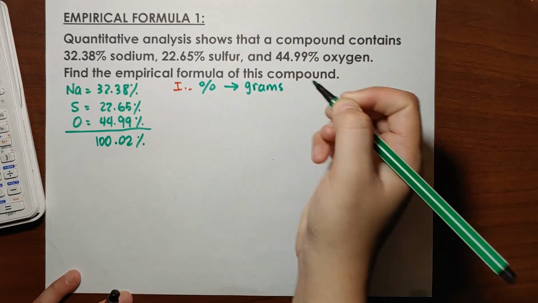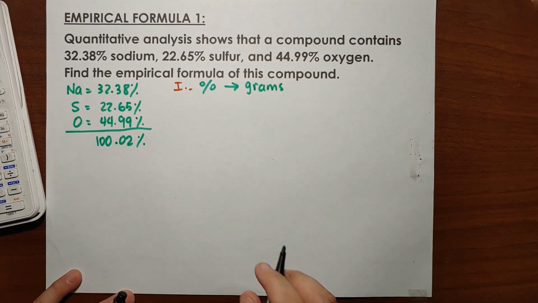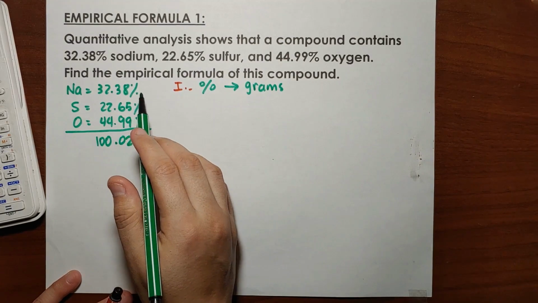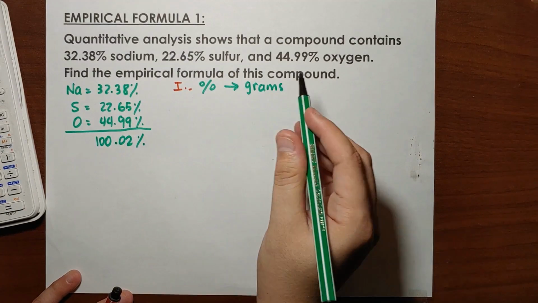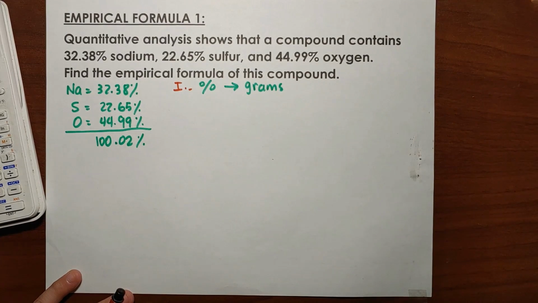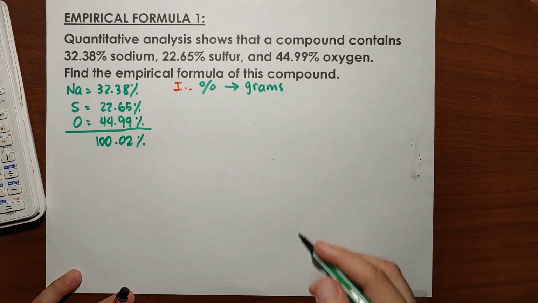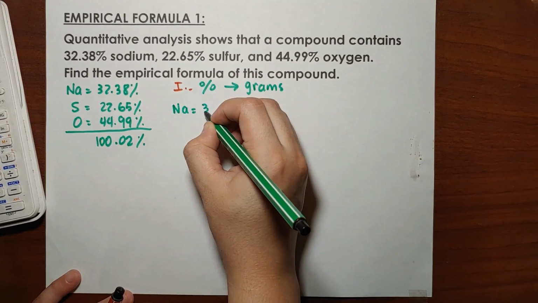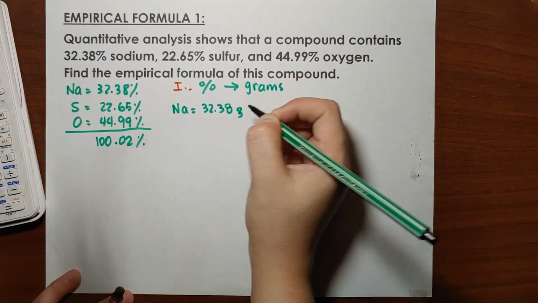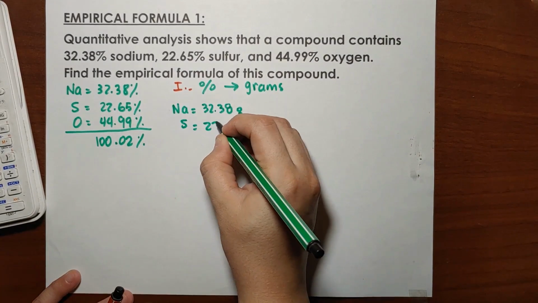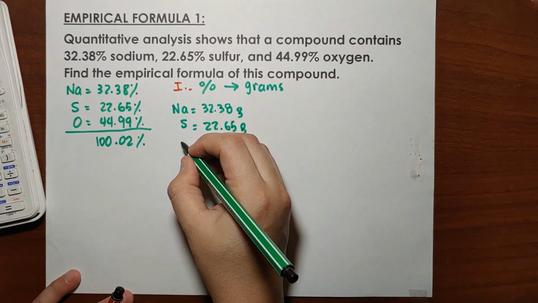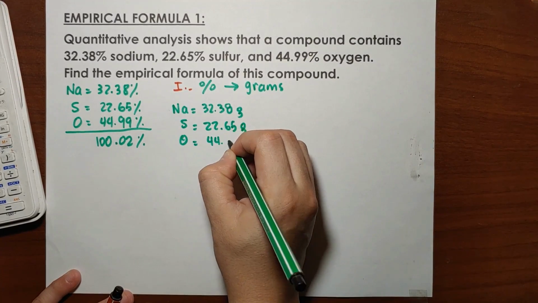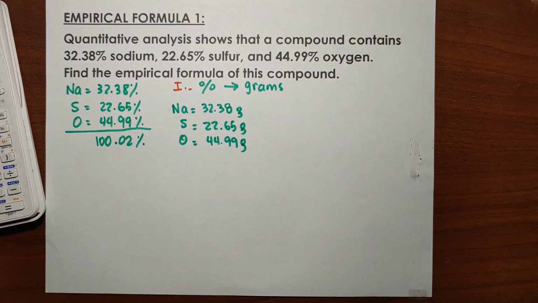How do we do that? So easy that you won't believe it. What we're gonna do is change the percentage symbol for grams. Now instead of having an unknown sample, we're gonna have a 100 gram sample. So Na is gonna be 32.38 grams, sulfur 22.65 grams, and oxygen 44.99 grams. That is the first step.